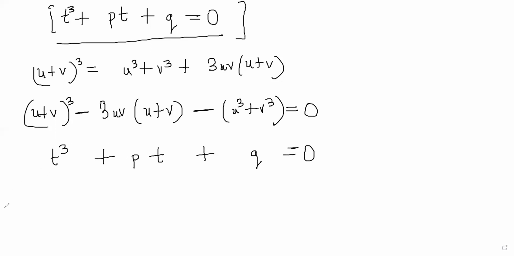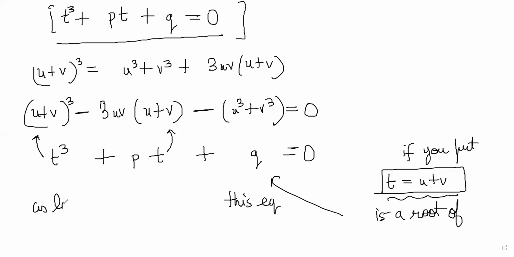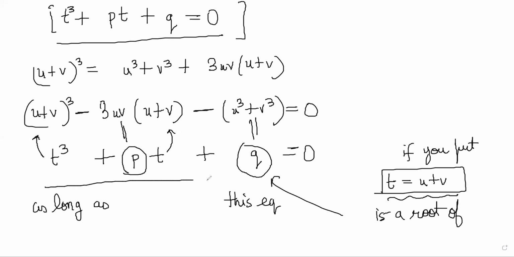So you notice that if you put t is equal to u plus v, then you're getting (u plus v) whole cube here and u plus v here, right? So as long as t is equal to u plus v is a root of this equation, as long as p is equal to this and q is equal to this, right? So basically what is happening is he's matching the coefficients here. He's saying this identity is always true.